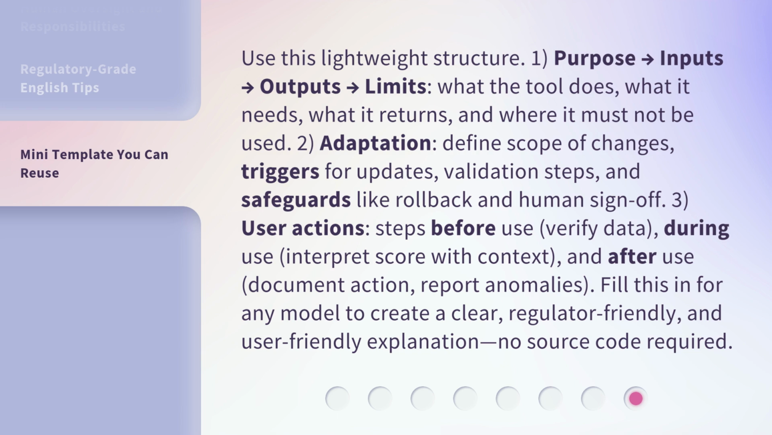2. Adaptation. Define scope of changes, triggers for updates, validation steps, and safeguards like rollback and human sign-off. 3. User actions. Steps before use: verify data. During use: interpret score with context. And after use: document action, report anomalies. Fill this in for any model to create a clear, regulator-friendly, and user-friendly explanation. No source code required.